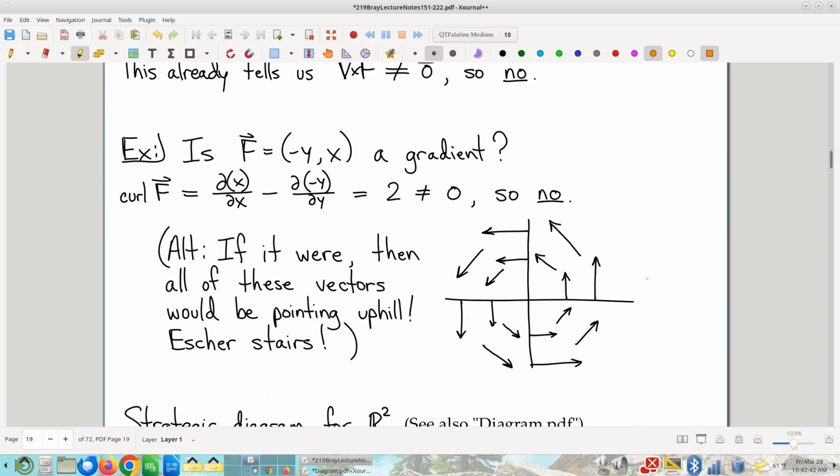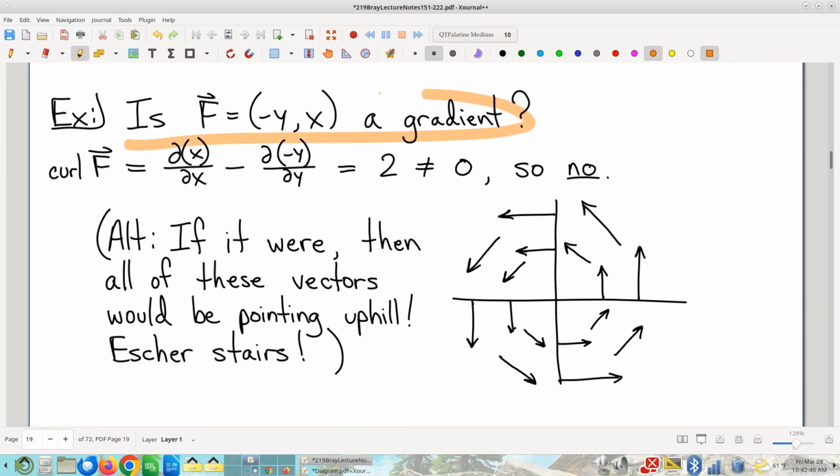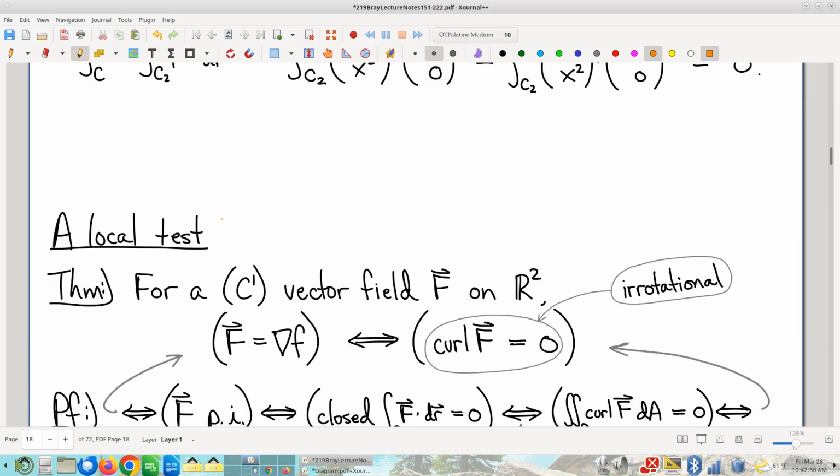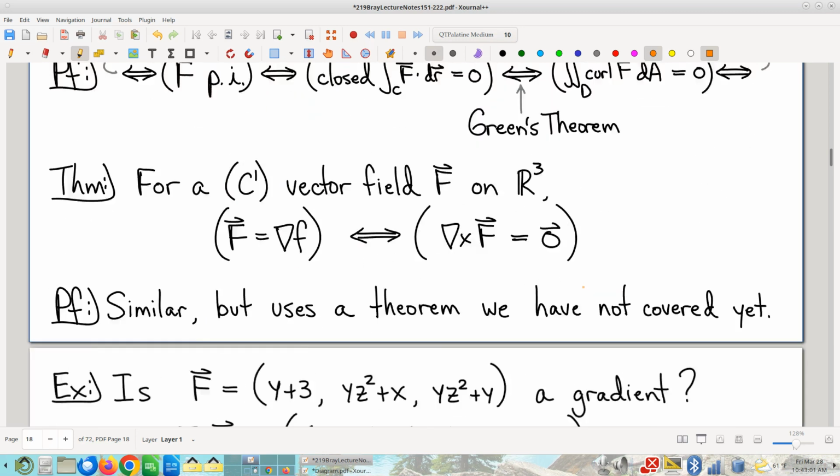Here we go. I want to know if this vector field is or is not a gradient. And we're going to play the same game. We're going to use the local test. If you want to know if a 2-dimensional vector field is or is not a gradient, we're going to compute the 2-dimensional curl. We're going to see if it's 0. And here we go.